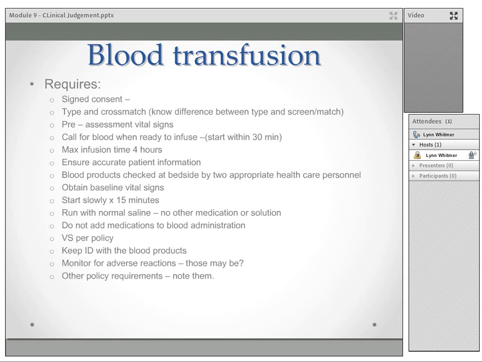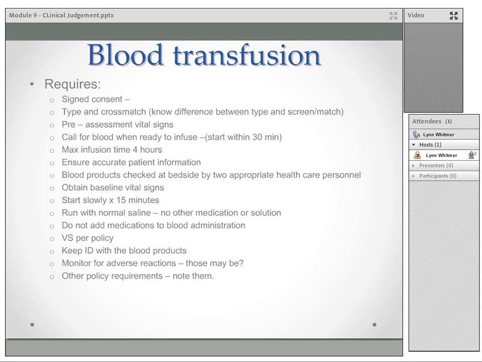Blood transfusions do require consent. They require a type and cross match. And you need to know the difference between a type and screen and a type and cross match. If someone comes in for an invasive procedure that will probably not end up in any surgical intervention, we probably will do a type and screen. If we know we're going to have to give blood, we're going to do a type and cross match. The cross matches are only good for 72 hours.